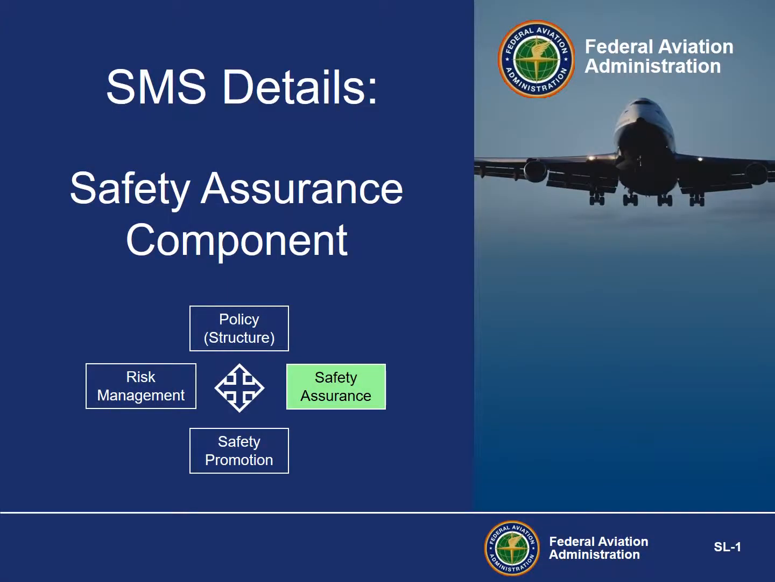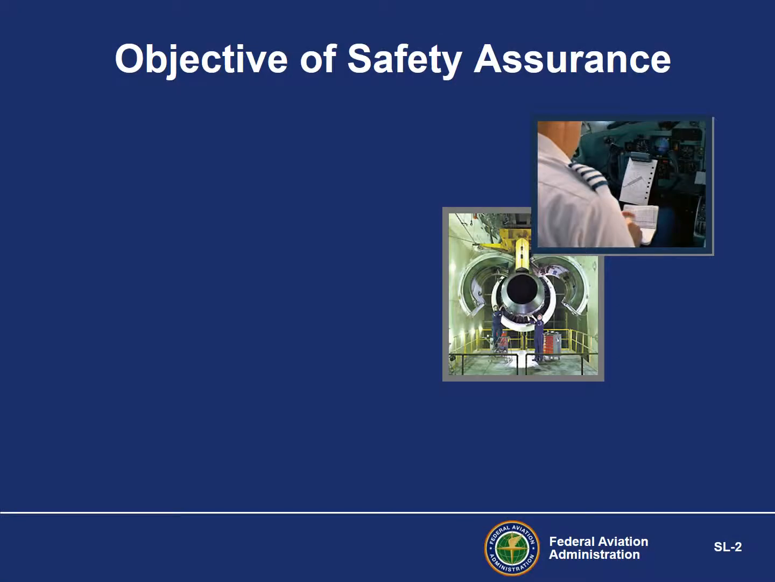As discussed in the overview portion of this presentation, the purpose of safety assurance is to evaluate the overall effectiveness of the SMS and the safety of the organization through monitoring, data tracking and analysis, and investigations. Safety assurance is the second major component of an SMS.